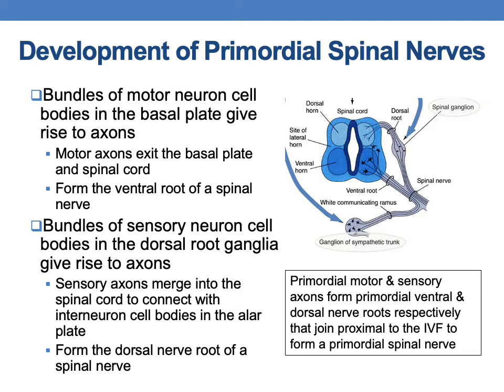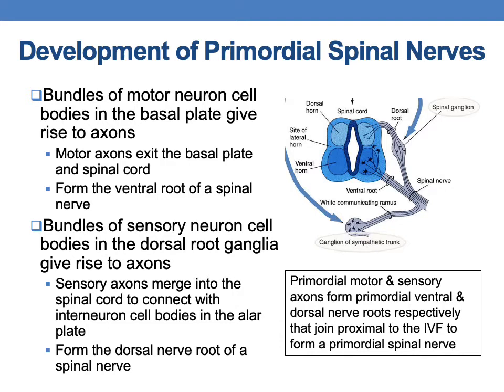Bundles of sensory neuron cell bodies in the dorsal root ganglia give rise to axons as well. These sensory axons merge into the spinal cord to connect with the interneuron cell bodies in the alar plate. They form the dorsal root of the spinal nerve.